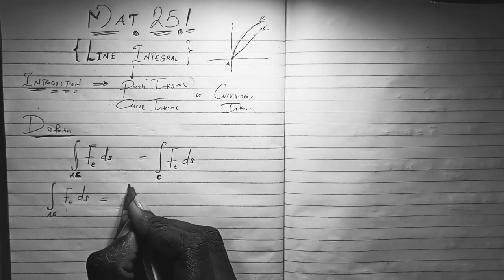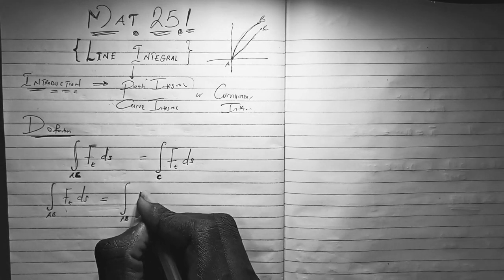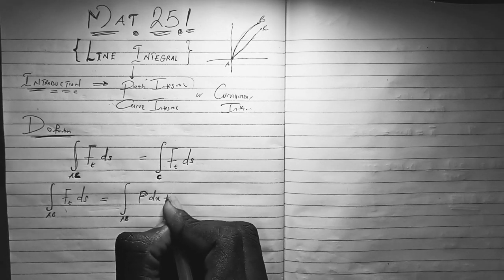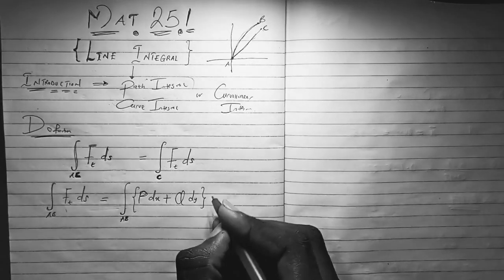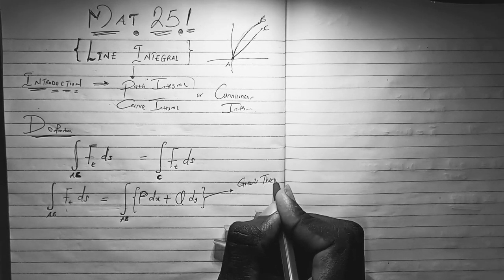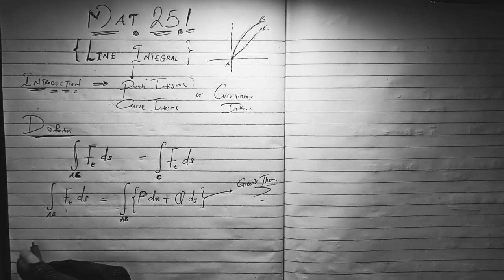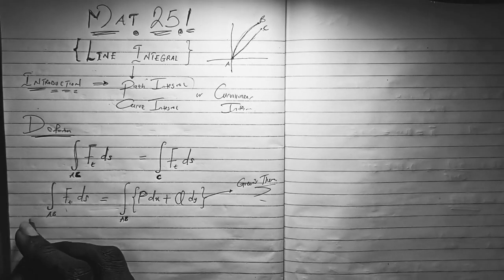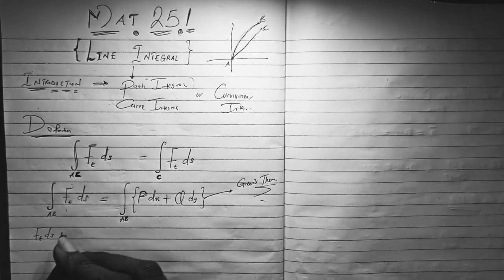This can also be equivalent to the integral along path AB, whereby we have P dx plus Q dy. To prove this, you have to make use of what we call Green's theorem to generate the correct final result. Now, let me give you what all these things mean. We believe that FTDS, take note of that. What does FTDS mean?